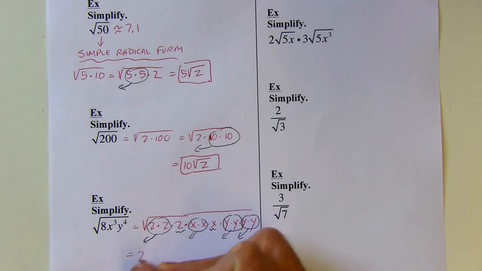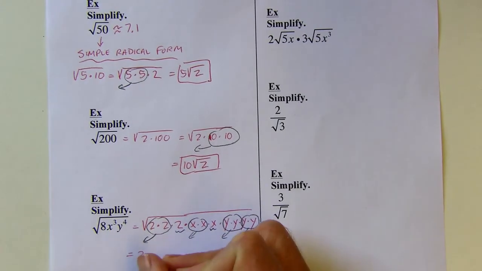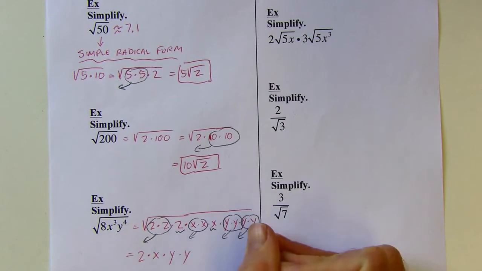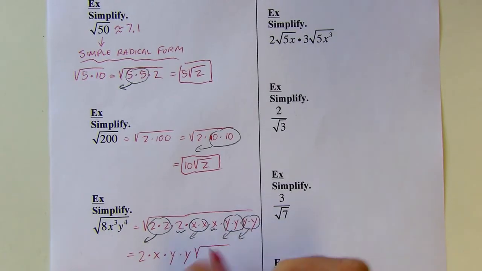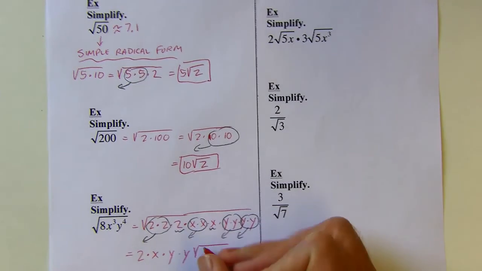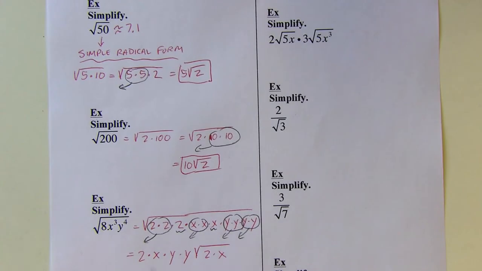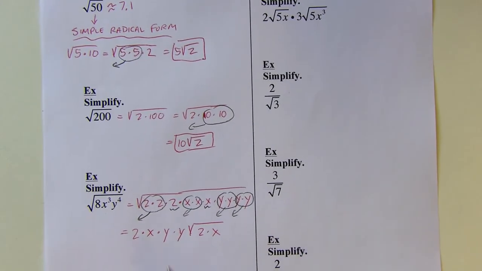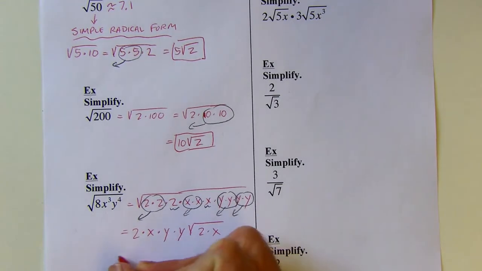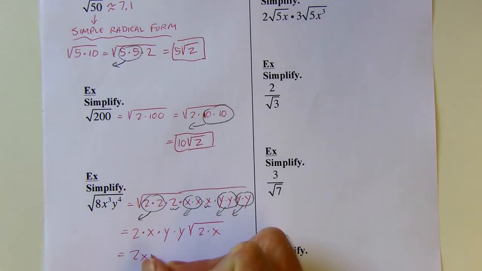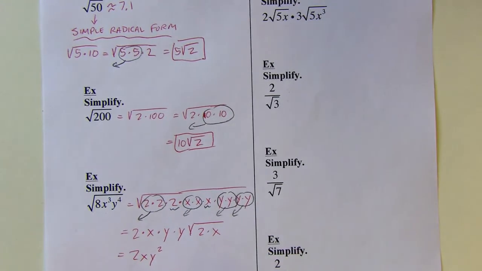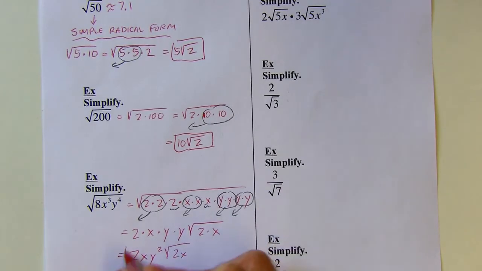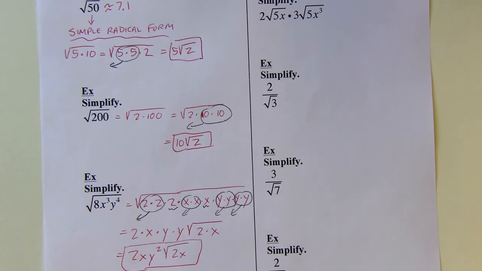So I got a 2 that got out right there. I've got an x that got out. I've got a y that got out. And I've got another y that got out. And then what I have left in the jail is a 2 and an x, okay? So all the pieces that get out should be multiplied together, like so, right? So then I will simplify the part on the outside. So this would be 2x y to the second, right? There's 2y, so y to the second. And then this would be 2x. And there is simple radical form, okay?